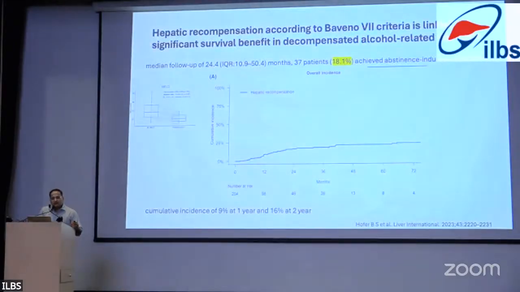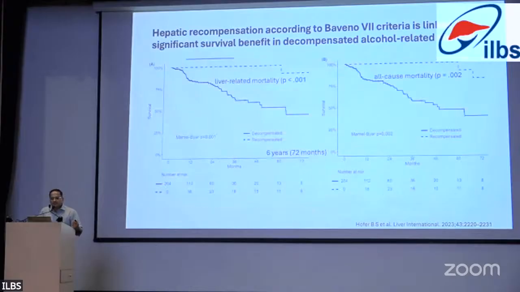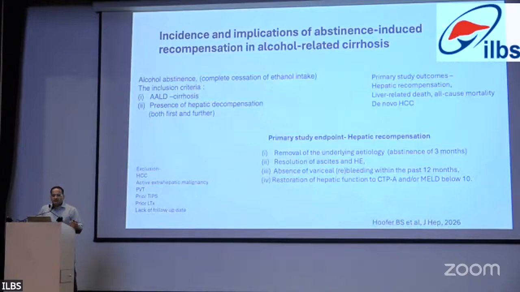And this was published after the definition, which shows that recompensation happens in 18% of the patients at 24 months. And all-cause mortality and liver-related mortality go down after 6 years in patients who achieve recompensation vis-a-vis those who do not. So this is exactly the same topic that was given to me, published this year.